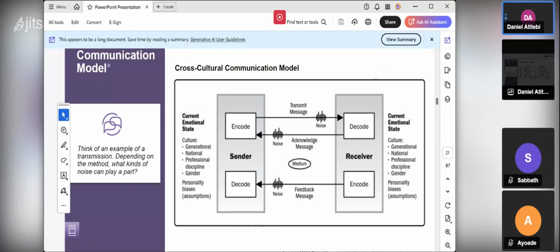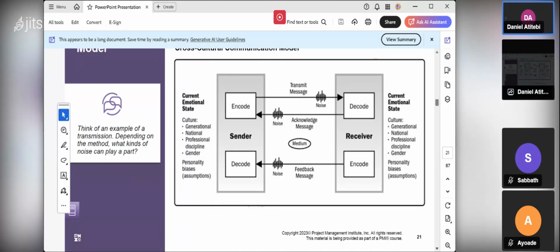Somebody encodes, somebody decodes. A sender encodes it, the decoder receives it. The message and the feedback must be clear. You send me a message, I'll give you feedback. But if I send you a message and you didn't give me feedback, it is assumed that you understood the information.